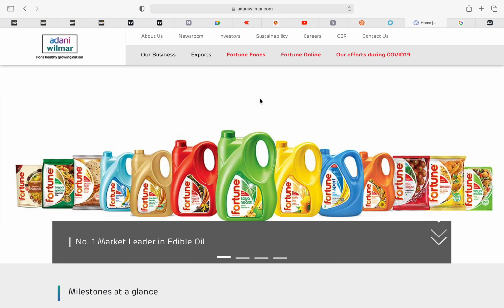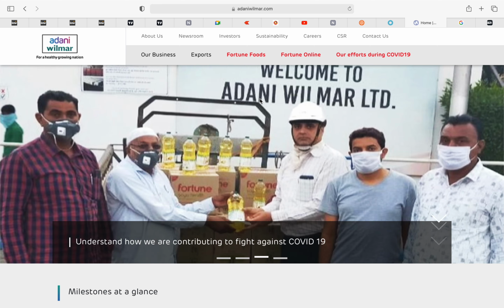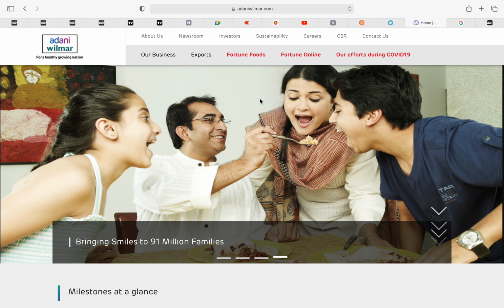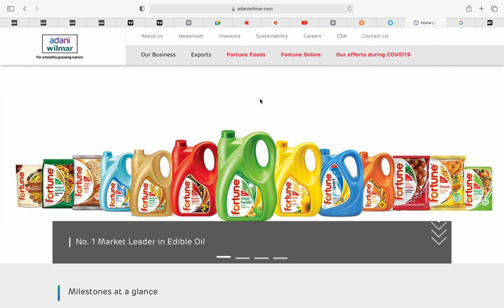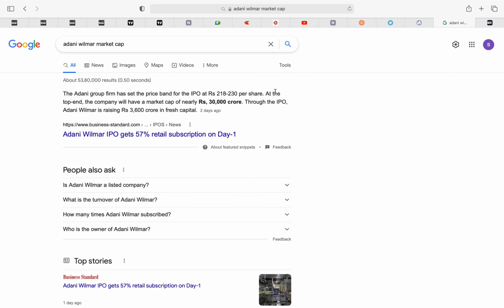So let's see, this IPO is coming up with an issue price of 218 as the lower limit and 230 as the upper limit of the cutoff. If we talk about the upper limit, the company would be raising approximately 3600 crore through this IPO as fresh capital. After this, counting from the top-end value of 230 rupees per share, the market cap will be about 30,000 crore, precisely 29,900 crore. You can note down this figure because that is what we'll be comparing with the peers.